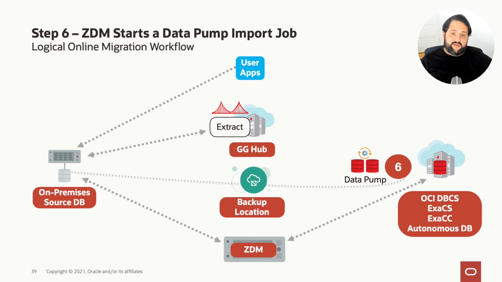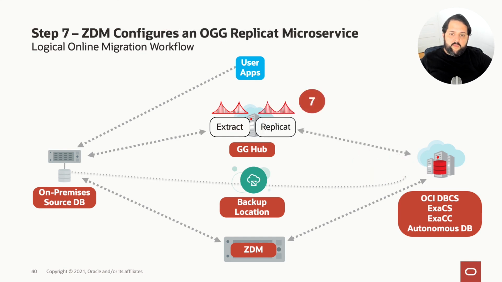So now we have two databases, right? We have the source database and the target database in the cloud, but of course they're out of sync. So ZDM then will configure an Oracle Golden Gate replicat microservice, again from the same image, that will be fed out of the trail file generated by the extract, all running on the OCI compute node that we call the Golden Gate hub, right? So now we have the on-premises database and the target autonomous database, both being completely synchronized by Golden Gate.